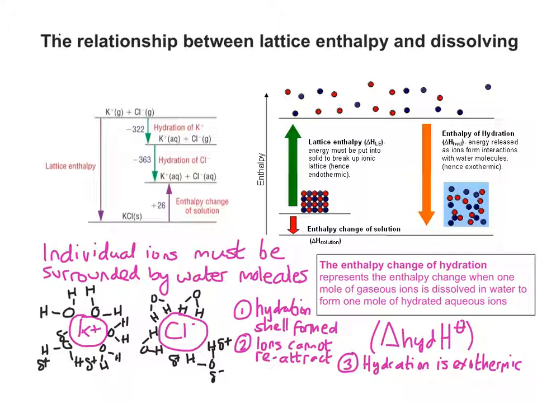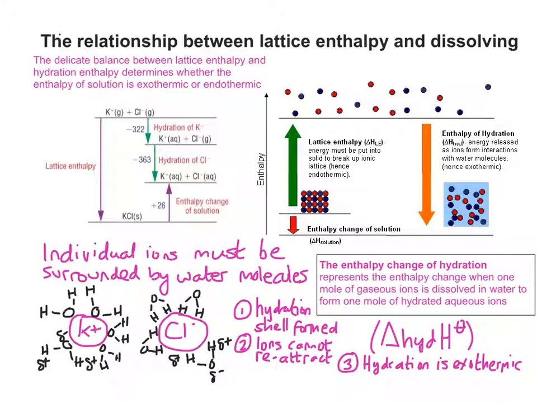So in the Born-Haber cycle on the left of the screen, you can see the relationship between lattice enthalpy, the enthalpy change of solution, which is the enthalpy change accompanying the dissolving of the ions, and the hydration. There's obviously a delicate balance between lattice enthalpy and hydration enthalpy, which eventually determines whether the enthalpy of solution is exothermic or endothermic.